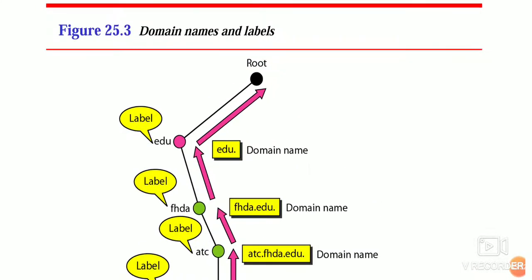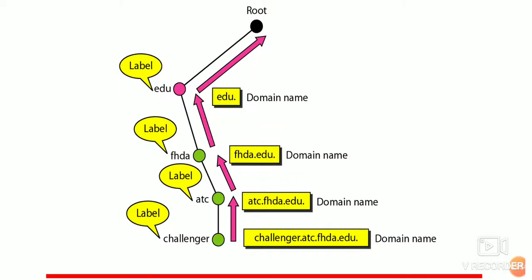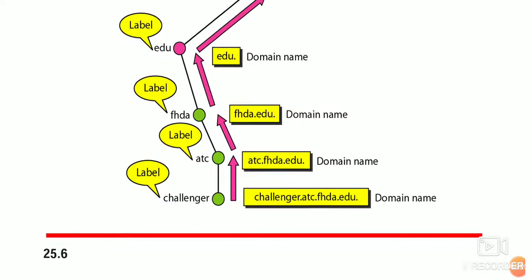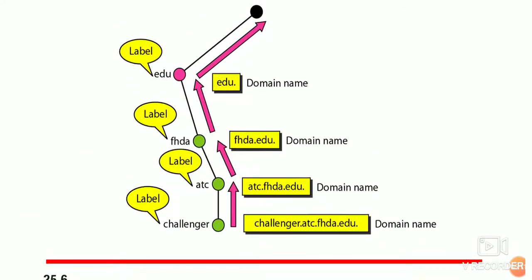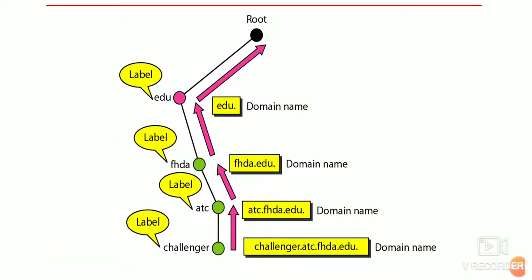Okay, you can see in this case this is the root, and from the root I can have something like edu, and after edu there is a label called fhda, and after fhda there is atc, and something like challenger. So what I'm trying to do here is request, whenever a user types in the URL challenger.atc.fhda.edu for a particular page, how it is directed in the inverted tree structure shown here.